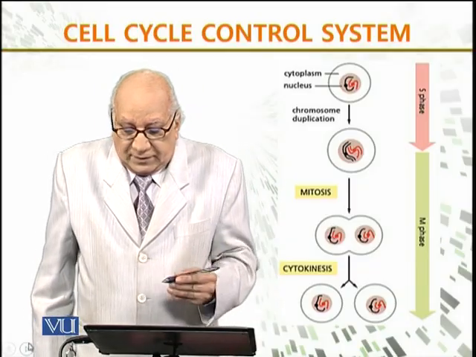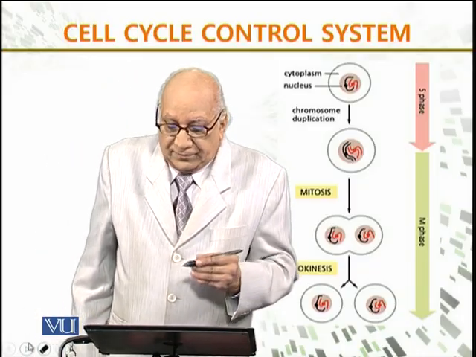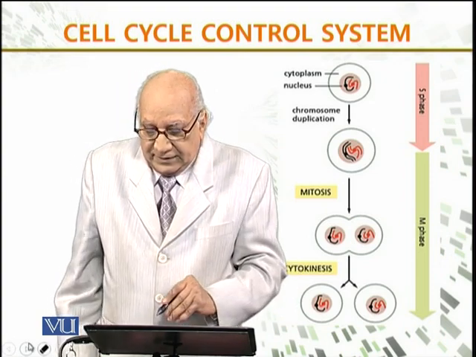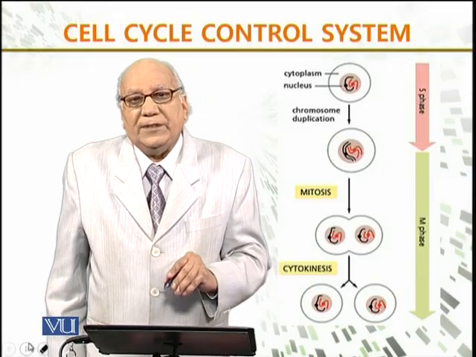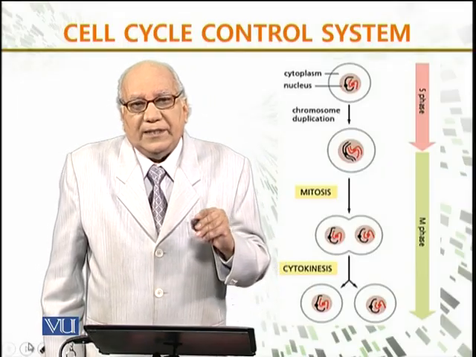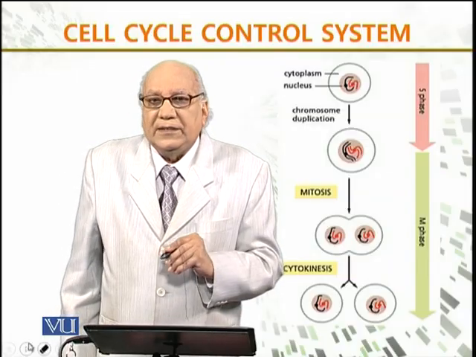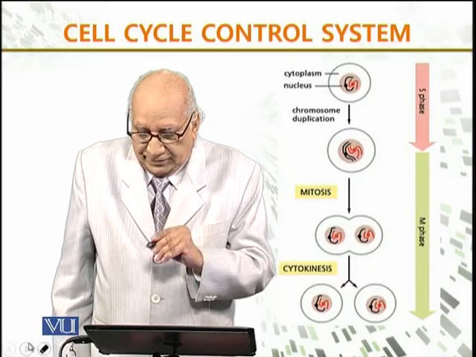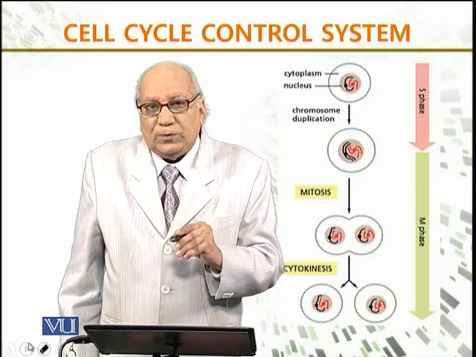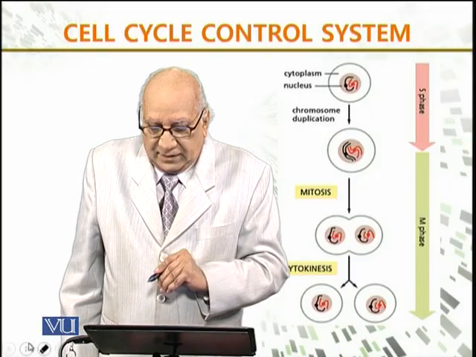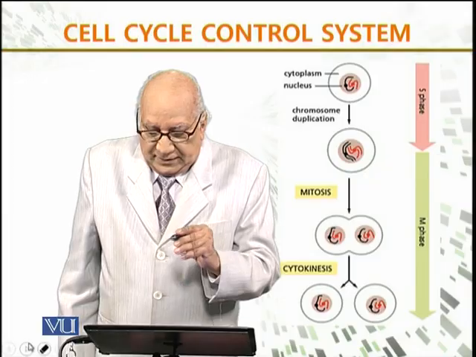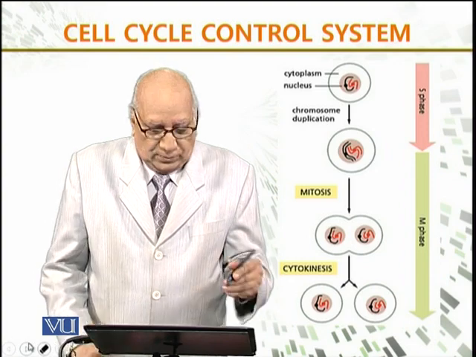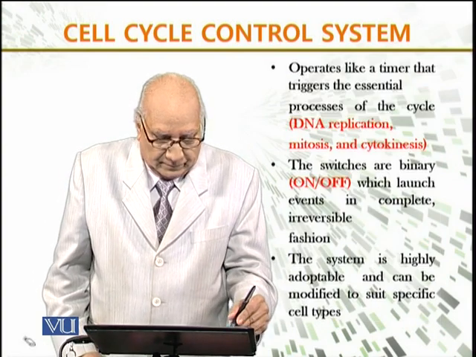Now, there are two phases of the cell cycle. One is the S phase, and the second one is the M phase. S phase starts with DNA synthesis, and M phase, an abbreviation of the mitosis phase, has two components, mitosis and cytokinesis. In cytokinesis, the cell breaks down into two daughter cells.